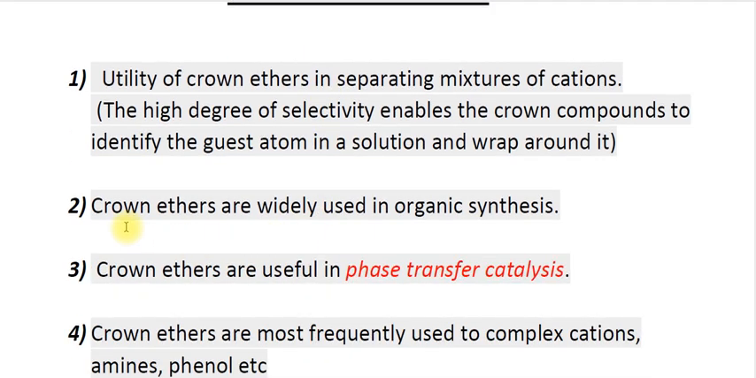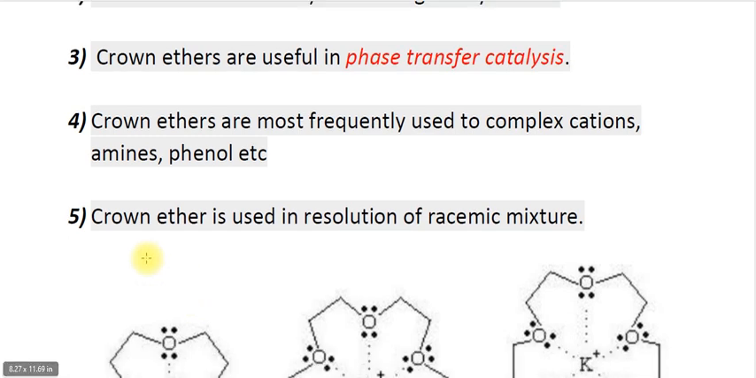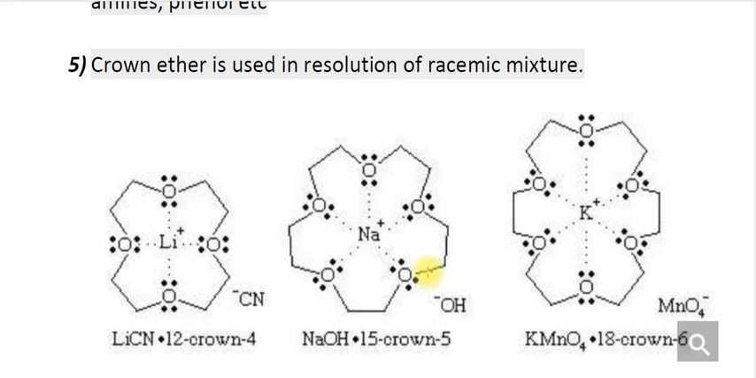The next one is crown ethers are widely used in organic synthesis, and the next application is that crown ethers are useful in phase transfer catalysis. Crown ethers are also frequently used to complex cations, amines, phenols, etc. And crown ether is also used in the resolution of a racemic mixture.